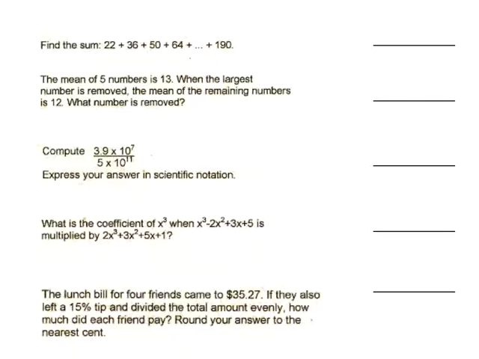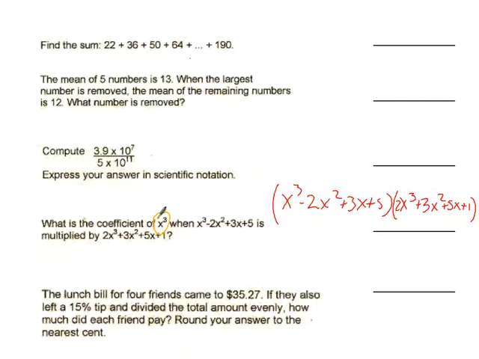Coefficients. All right, so we have x to the 3rd minus 2x squared plus 3x plus 5. And we are multiplying it by 2x to the 3rd plus 3x squared plus 5x plus 1. All right. And we want the coefficient of x to the 3rd.